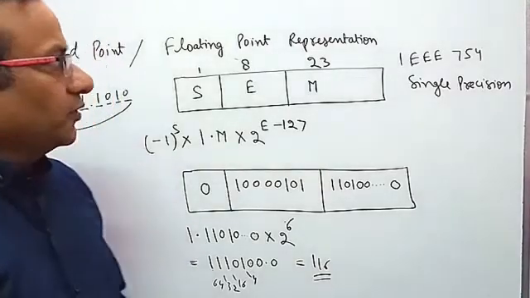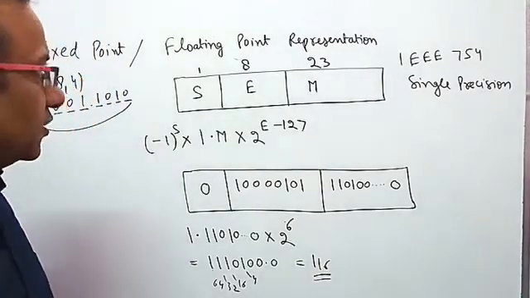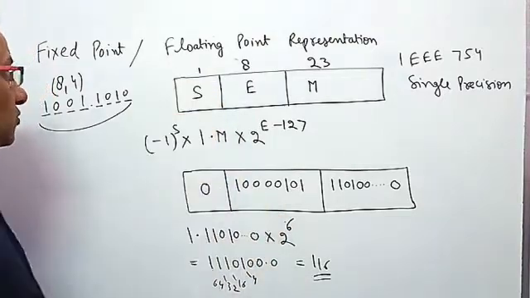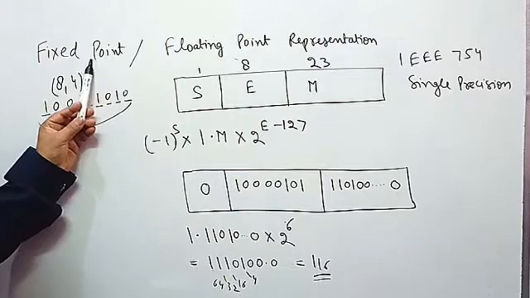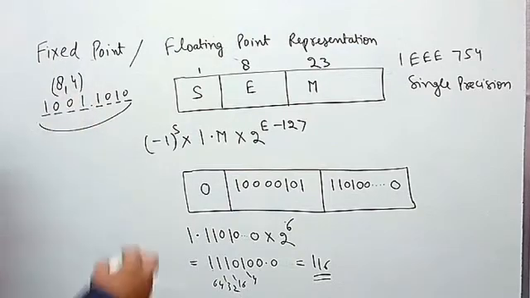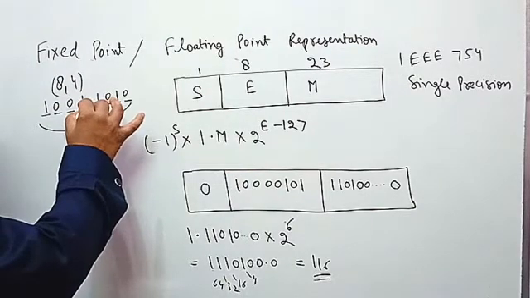Let's see floating point representation. This is an important topic. So why is this required? Because fixed point representation has some drawbacks. Here the radix point is fixed.